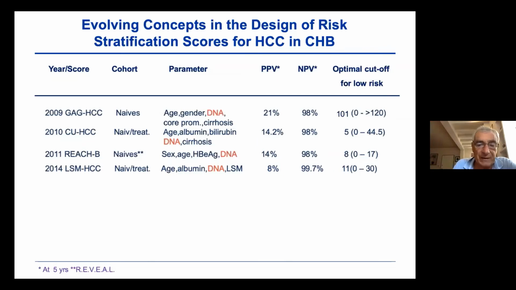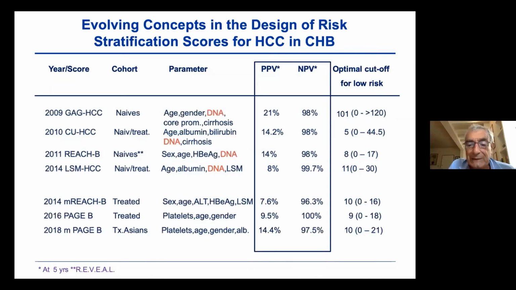And here you can appreciate that these scores were generated by combining certain characteristics of the virus and the host. The very first one, GAG, included also the core promoter mutation of the hepatitis B virus, which proved to be not user-friendly and was soon abandoned, to be replaced by user-friendly tests that were routinely performed in patients with chronic hepatitis B. What is the general message of these studies? The general message is that the negative predictive value, the ability to rule out the risk of developing cancer, let's say in 5 years' time of follow-up, was excellent, superb, around 98%.